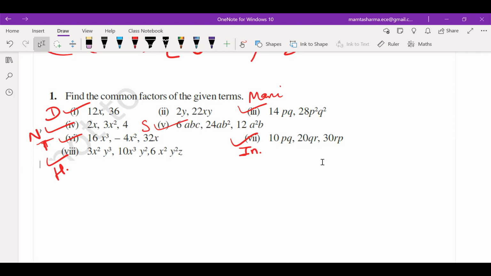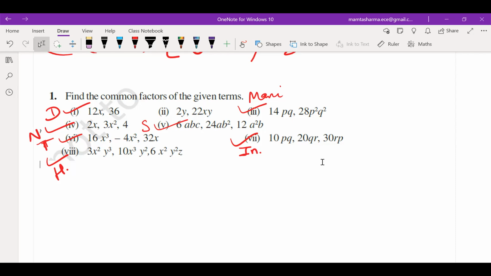Ma'am, I got the answer for Harshita's one. Okay, wait, let me finish for Inaya. Inaya, 10 is not an answer. Okay, let me check. Yes, 2 is common. 5 is common.